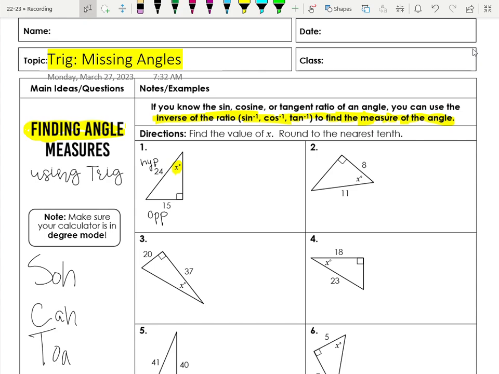Thank you. We need to figure out, are we using sine, cosine, or tangent? Since I am using O and I am using H, that means we are using sine because it's SOH. So we have sine of our angle X. O comes first, which means we put our opposite on top of our fraction, and we put the 24 on the bottom with our hypotenuse.